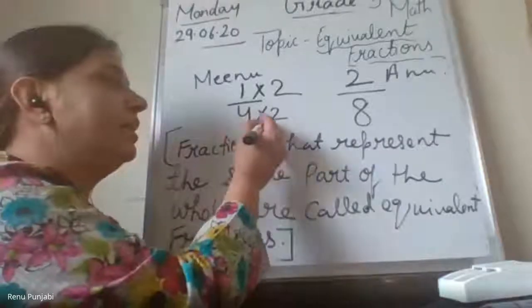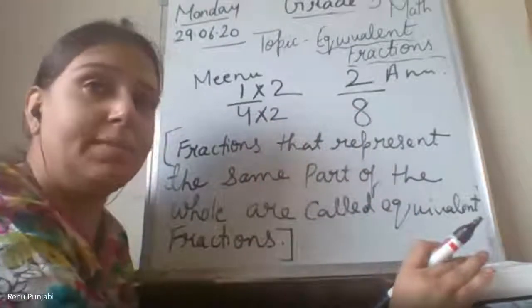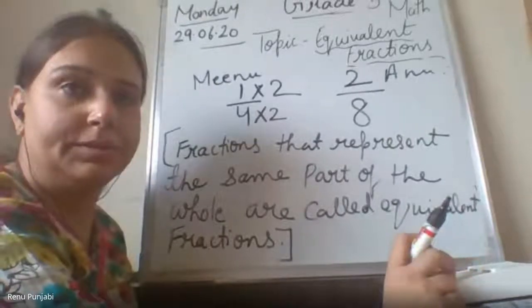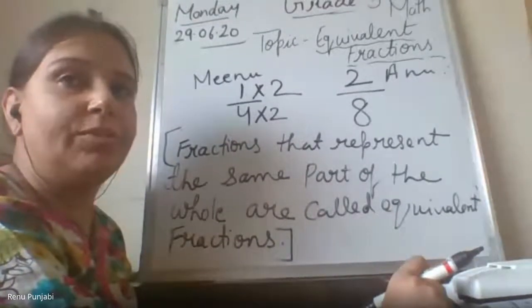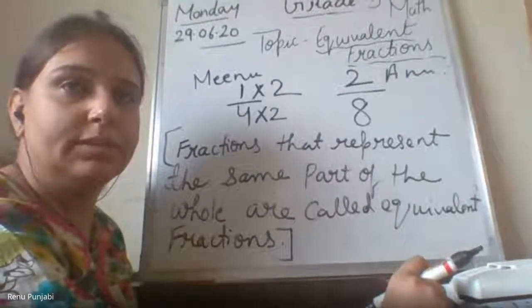Ma'am, I was asking, can we do it like this also? It is given 1 upon 4 and 2 upon 8. So we can try like this, 1 into 8 is 8 and 4 into 2 is also 8. No, we have to make the denominators the same first. Ma'am, first we make the denominators equal and then we make the numerators equal.